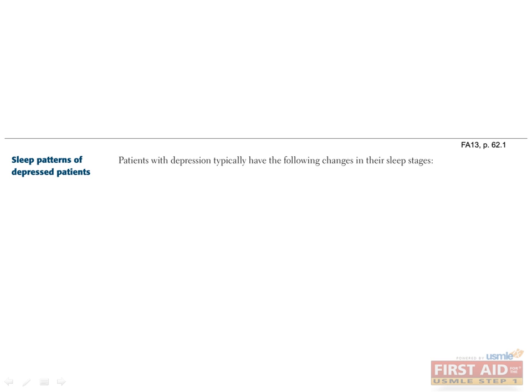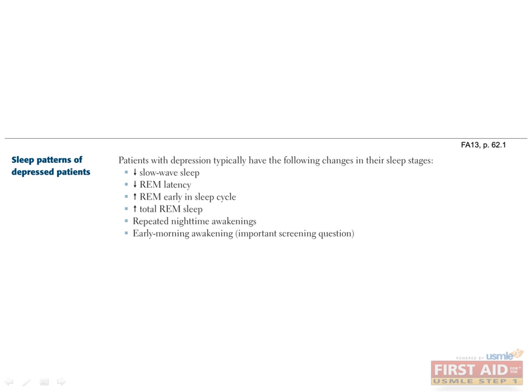Patients with depression typically have numerous changes in their sleep stages. Depressed patients tend to have decreased slow-wave sleep, decreased REM latency, increased REM cycles early in sleep, increased total REM duration, repeated nighttime awakenings, and early morning awakening. Of these sleep stages, which is a fairly specific indicator of depression? Early morning awakenings are an important screening question and a fairly specific indicator of depression. You'll learn more about depression in the psychiatry chapter.